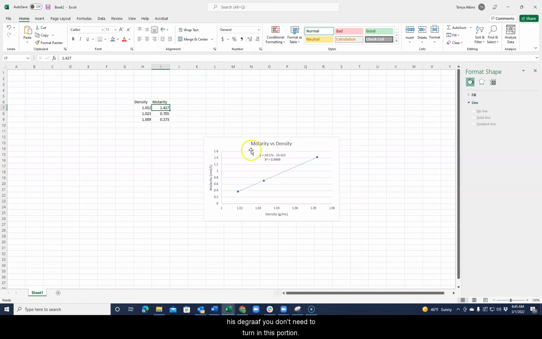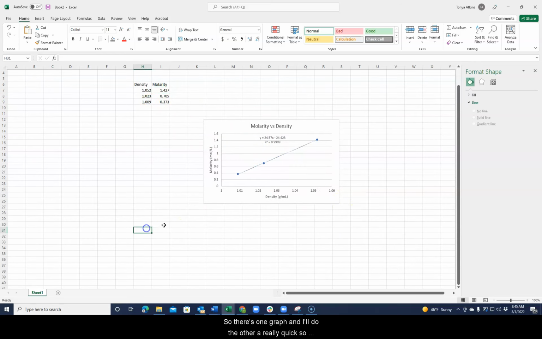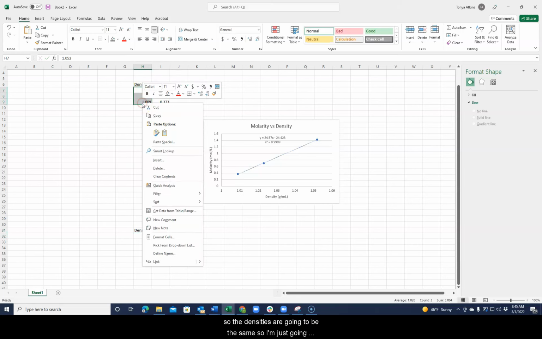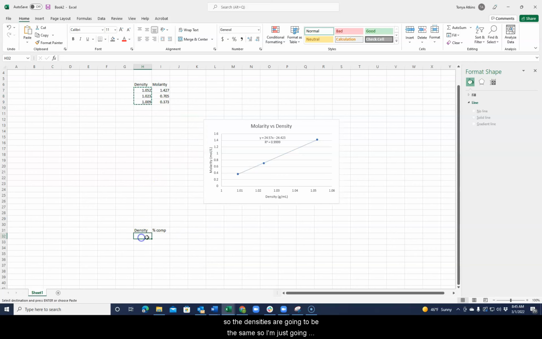And what I want you to turn in is the graph. You don't need to turn in this portion. Okay, so there's one graph, and I'll do the other really quick. So you have the density here, and the other one will be the percent composition. So the densities are going to be the same, so I'm just going to copy those. Right-click copy, so drag down, right-click, and I'm just going to do Control-V for the paste.